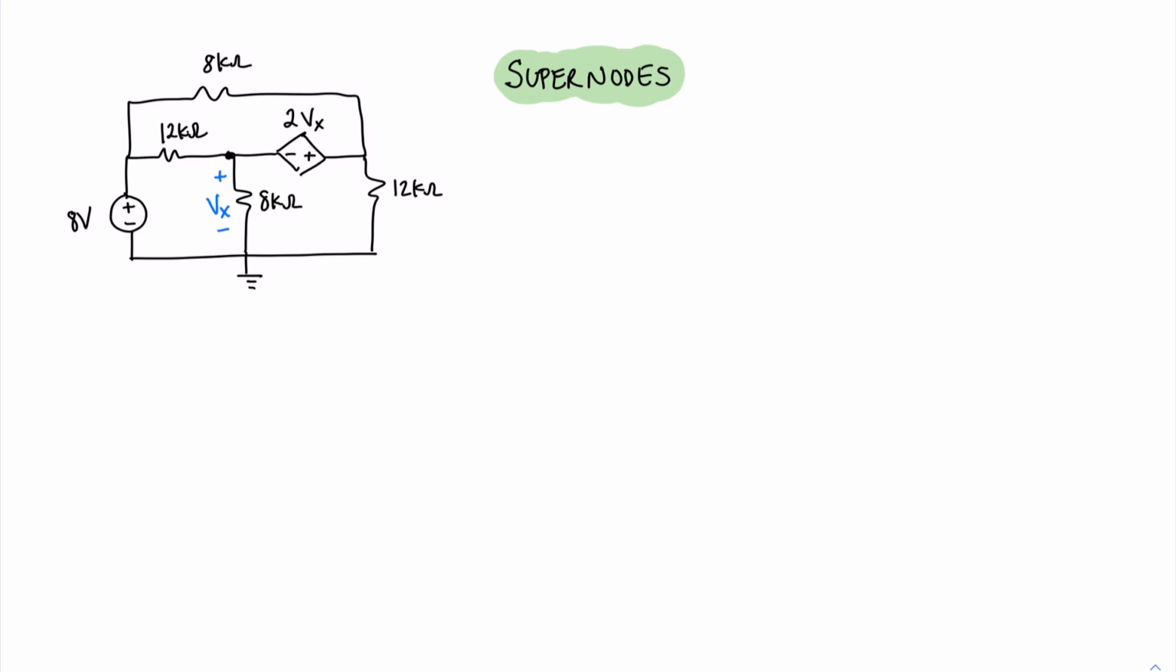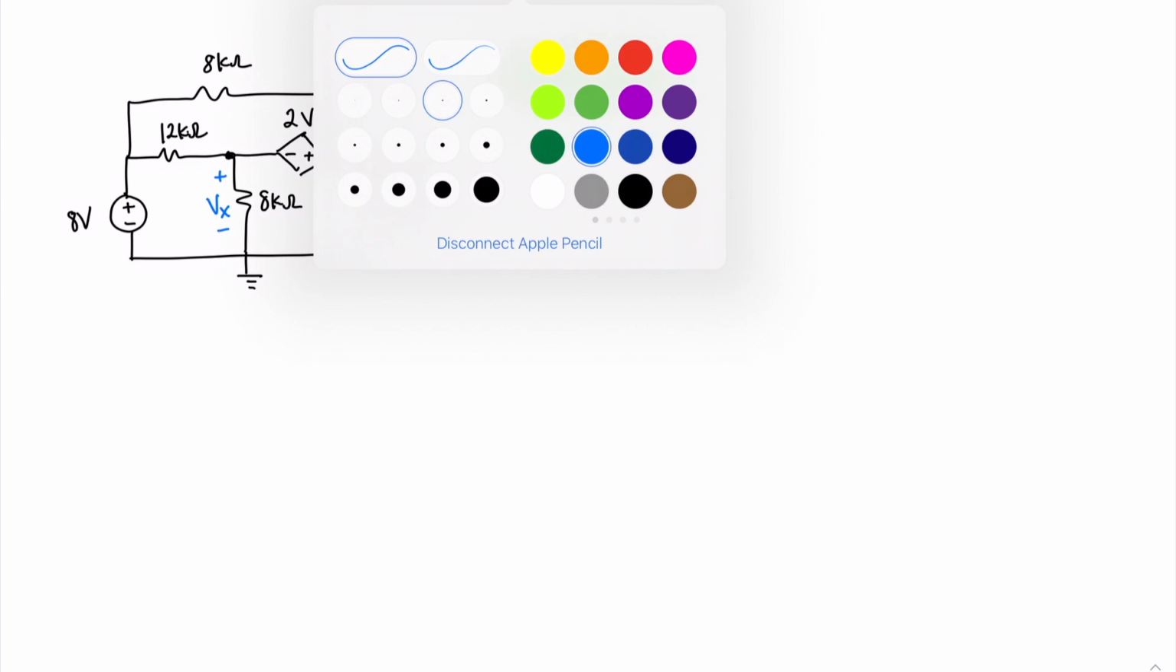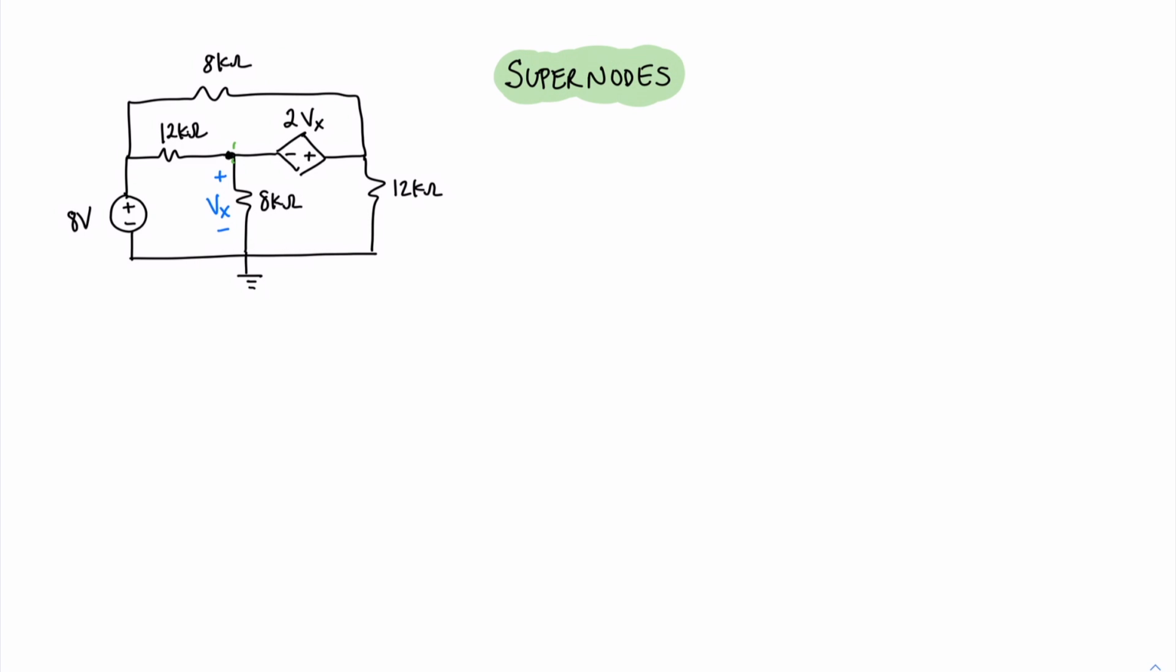Now let's go ahead and look at a problem where we have a supernode. In this case, it may be obvious, but our supernode is a result of the fact that we have a voltage source here between a couple of nodes. So if we look carefully, we should see that we have an essential node over here on the left. We'll call that node 1. We have another node here in the middle. We'll call that node 2. And we have a node here on the right. We'll call that node 3.